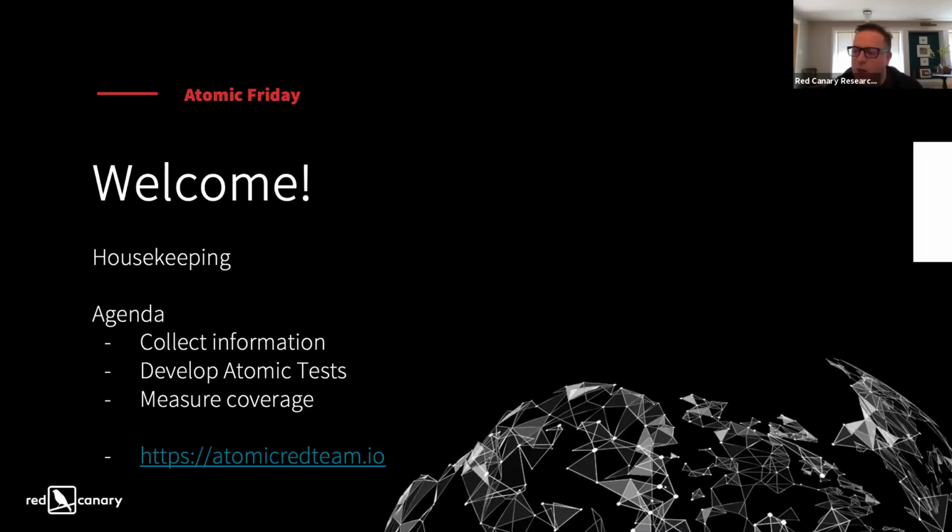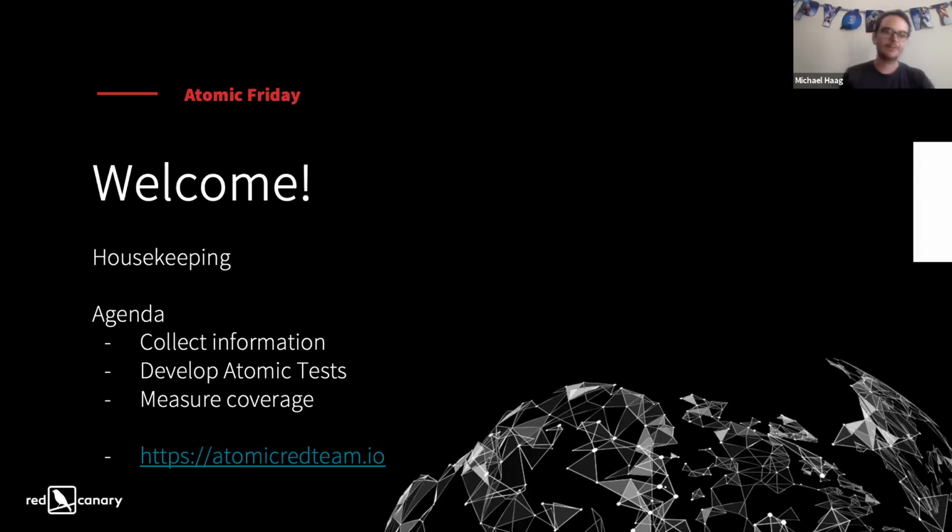A couple of things on our agenda. We're going to cover how to collect information on a particular threat group, how to develop atomic tests associated with that group, and then how to measure your coverage. And again, if you're new to Atomic Red Team and looking for a place to start, atomicredteam.io is a really good link. It has references to our GitHub page, our Slack community, and a lot of getting started guides. So I'll turn it over to you at this point, Mike.